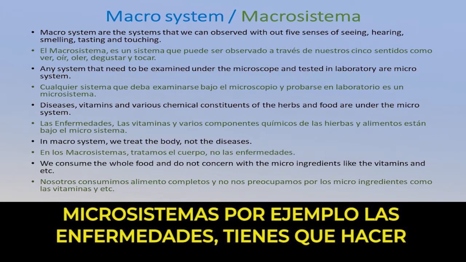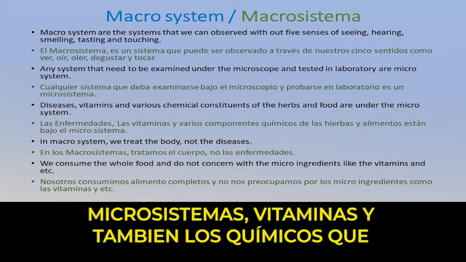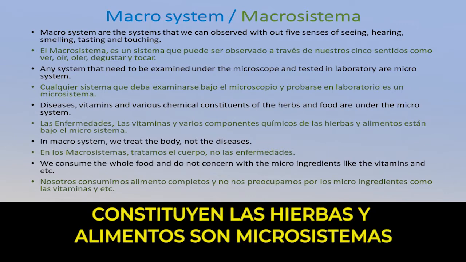For example, the diseases. You need to do the blood test. You need to do so many tests in the laboratory. They are micro system. Vitamins and also many of the chemical constituents of the herbs and food are under the micro system.